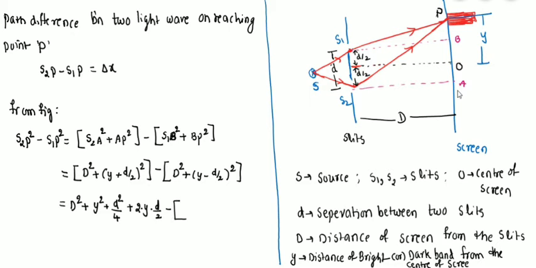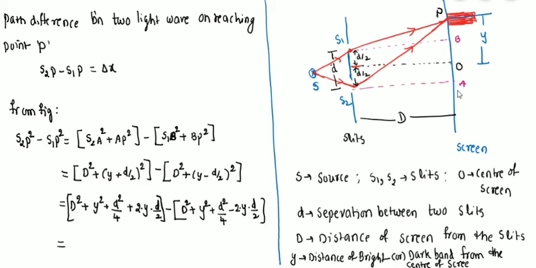Here also you apply the (a plus b) whole square formula: d square. And here we have to apply the (a minus b) whole square formula: y square plus d square by 4 minus 2 into y into d by 2. Now we have to simplify it.